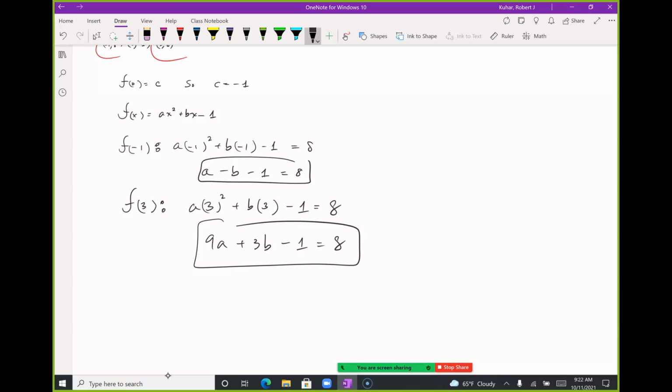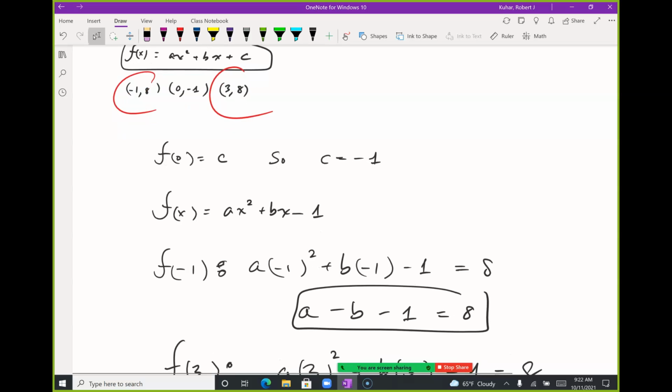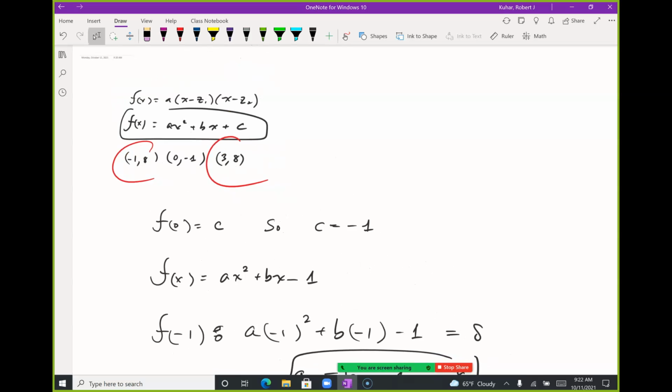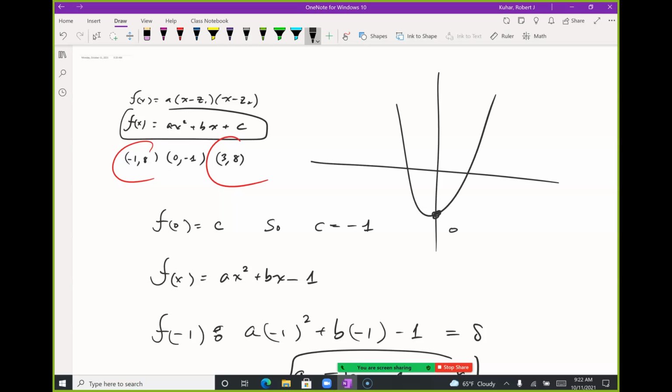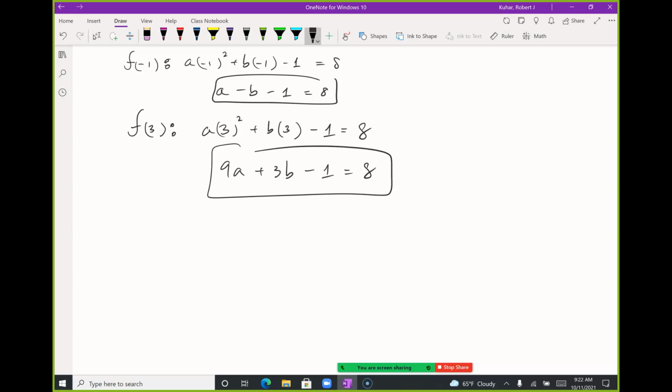Could you explain why they're both equal to 8? That's what was given to me. They gave me a graph with a quadratic, and they gave me a bunch of points: negative 1, 8, and 3, 8. So now I just have to solve the system.